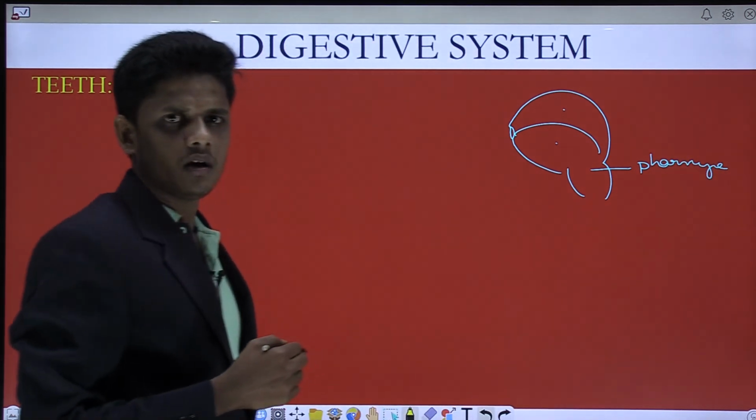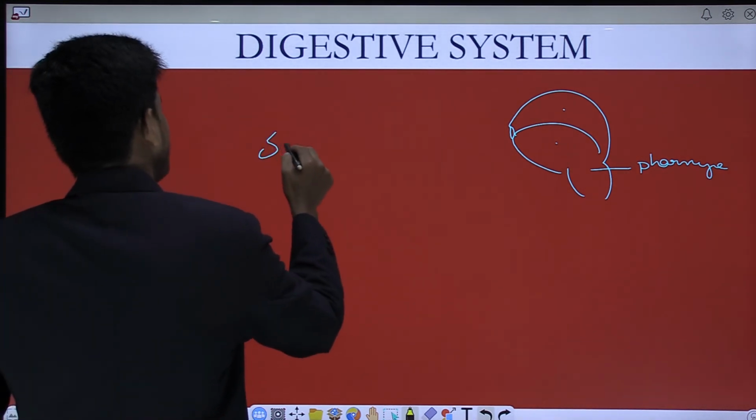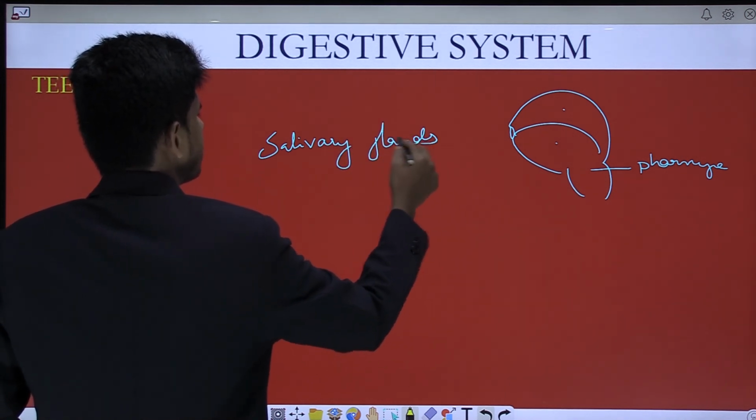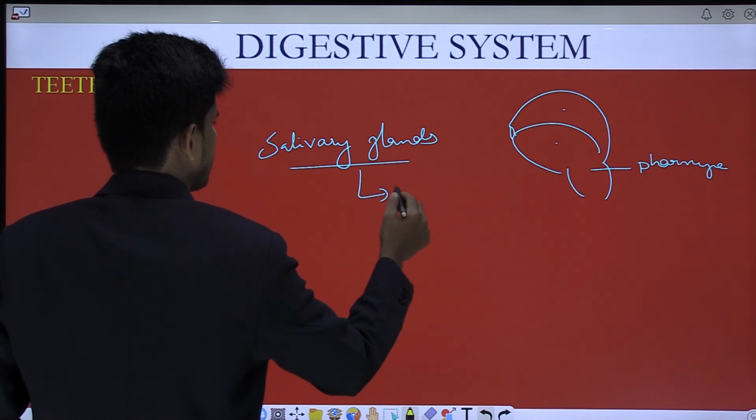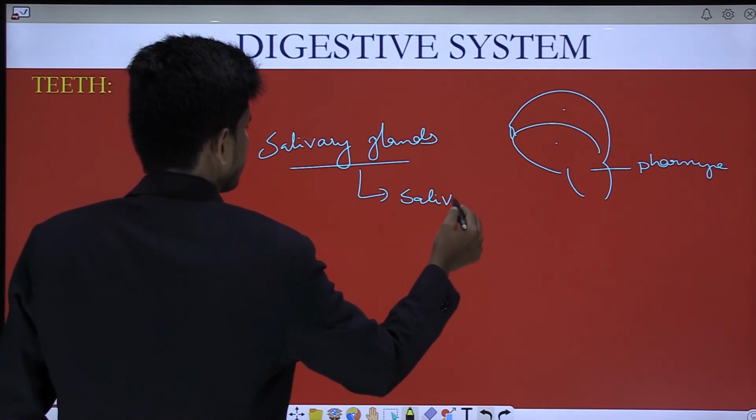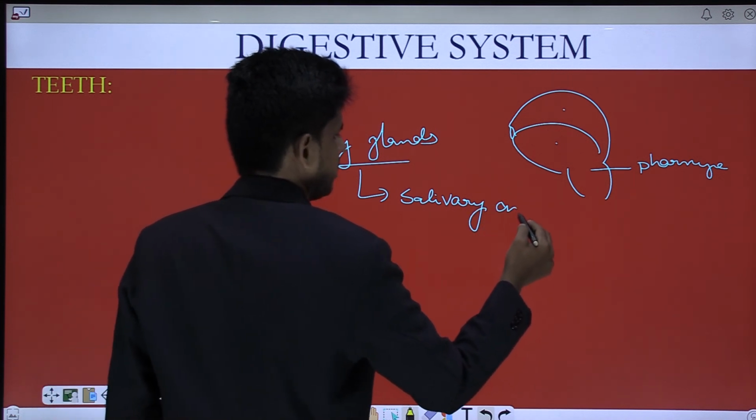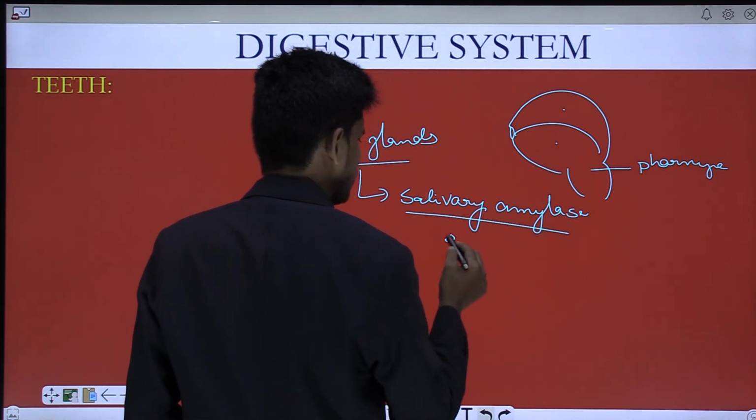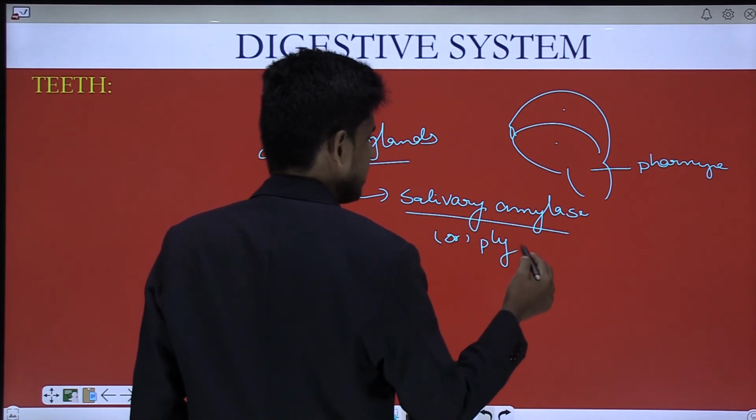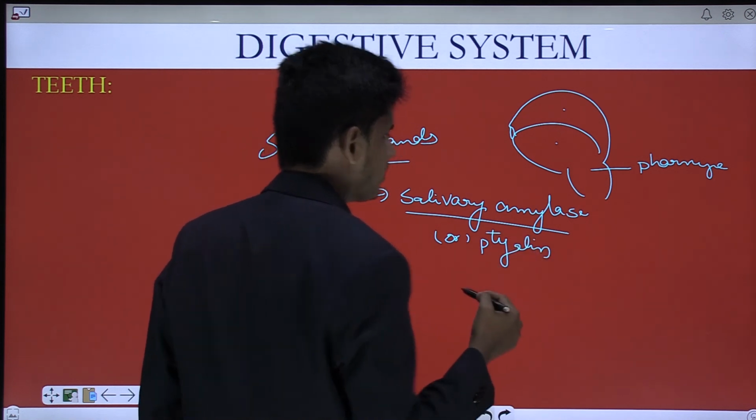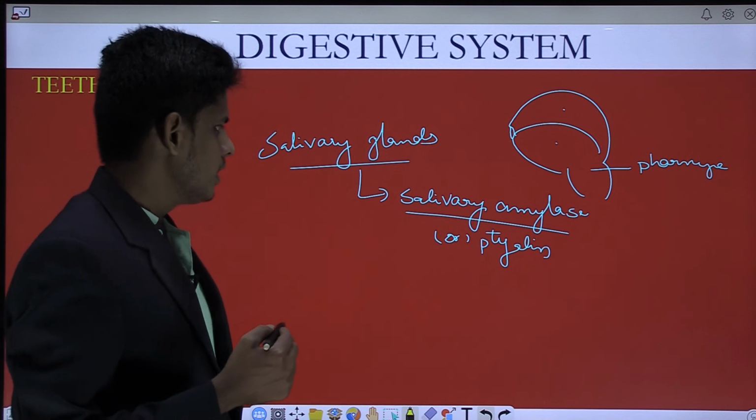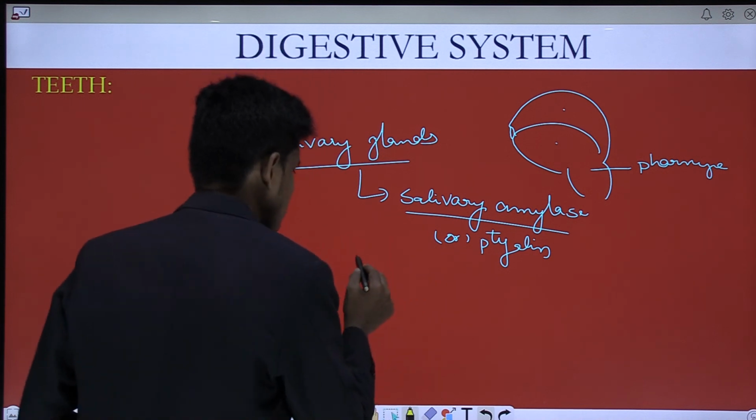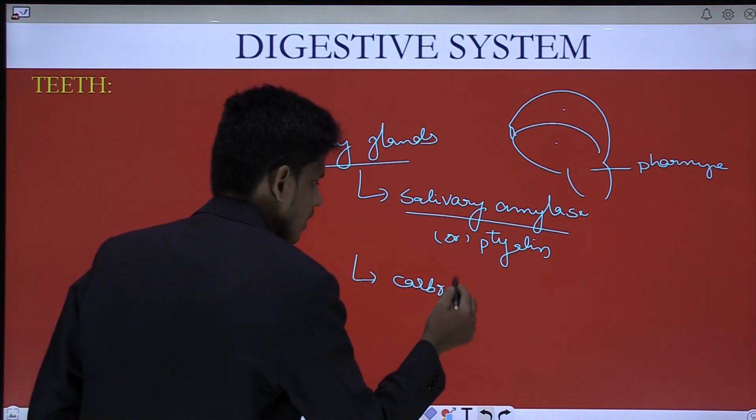And whatever the food, you know what? The salivary glands secrete an enzyme called salivary amylase. What is that? Salivary amylase. And this salivary amylase is also called ptyalin. This particular ptyalin enzyme mixes with the food and helps in the carbohydrate digestion.